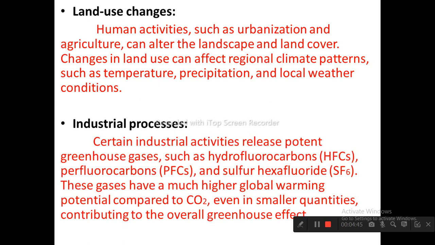Next one, industrial processes. Certain industrial activities release potent greenhouse gases such as hydrofluorocarbons, perfluorocarbons, and sulfur hexafluoride. These gases have a much higher global warming potential compared to carbon dioxide, even in smaller quantities, contributing to the overall greenhouse effect.